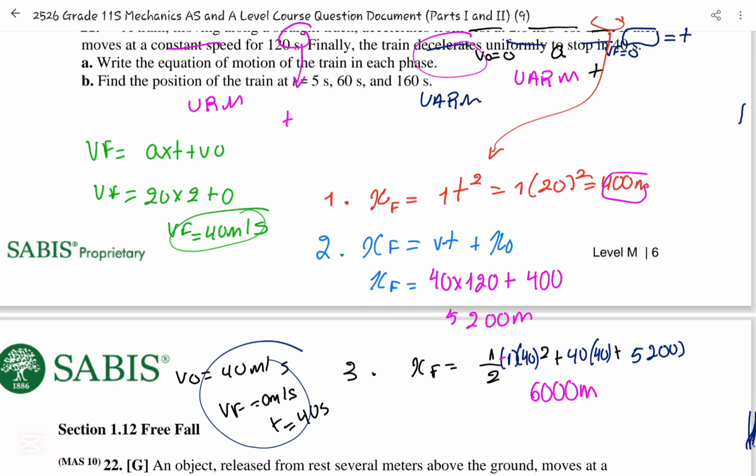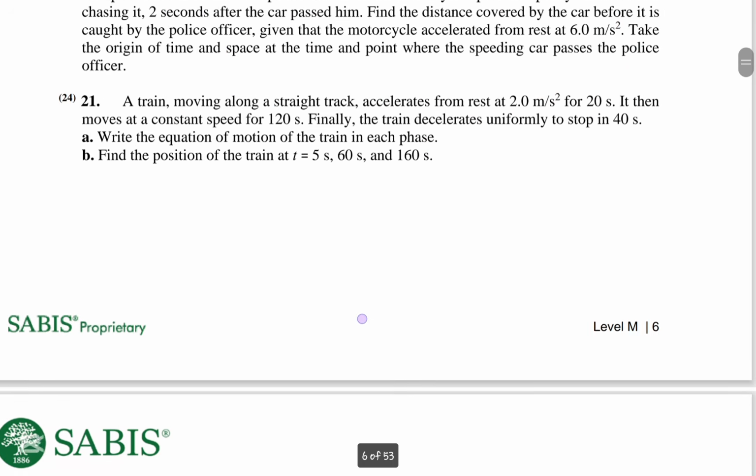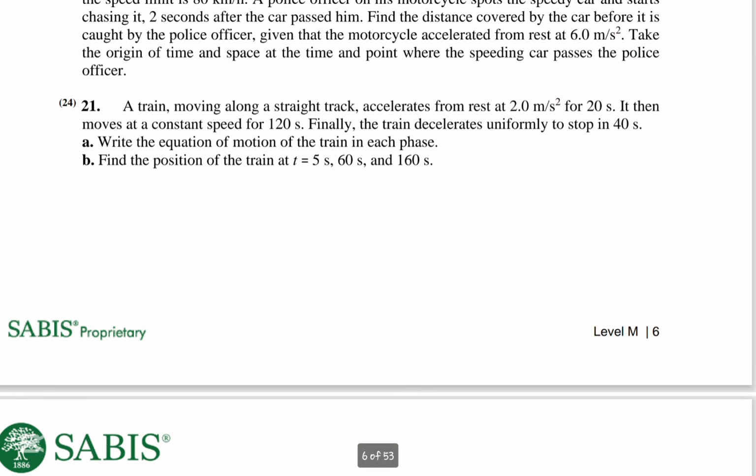So now in general, we know how to solve and to get these equations. Now they want us to find the position of the train at time equal 5 seconds, at time equal 60 seconds, and time equal 160 seconds. So at time equal 5 seconds, right? This would be during the first stage of motion. In the first stage of motion, what was our equation?